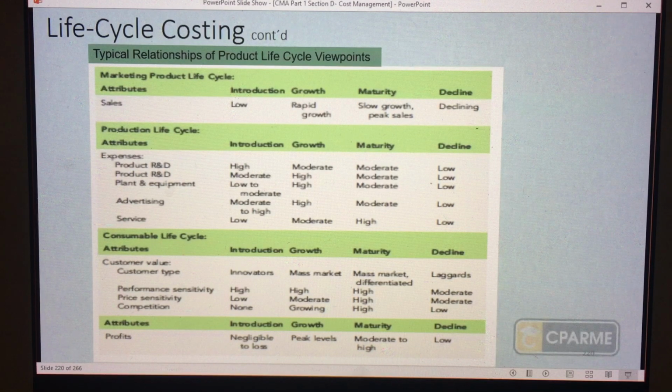Attributes, your profits are negligible to loss. Again, we are simply starting out. For the growth, we can see peak levels here. Habang nakikilala, dumadami ang demand. For maturity, moderate to high. And for the decline, we no longer expect as much profit as in the previous periods kasi nga, nagdi-decline din ang ad.